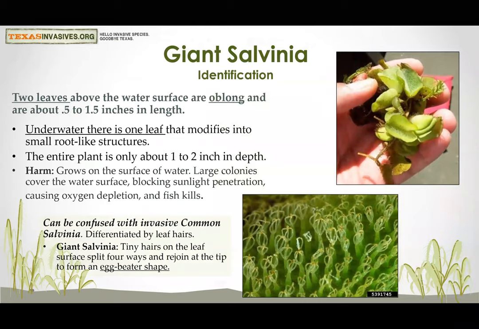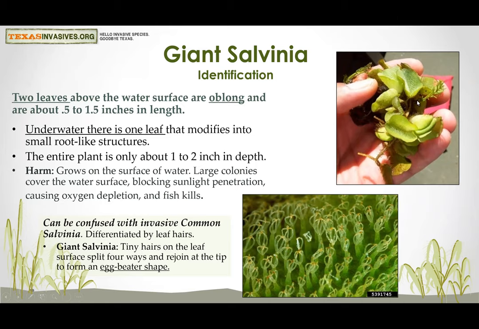and it's a free floating fern, so it'll have two leaves above the water surface. Those leaves are oblong, or more oval shaped. They end up being about half an inch to an inch and a half in length. Underwater, there's one leaf that modifies into small root-like structures, which is pictured right here. So remember that it's free-floating. We don't have an aquatic fern that is native to our area, to Texas, that is a free-floating aquatic fern. So that characteristic itself is identifiable.